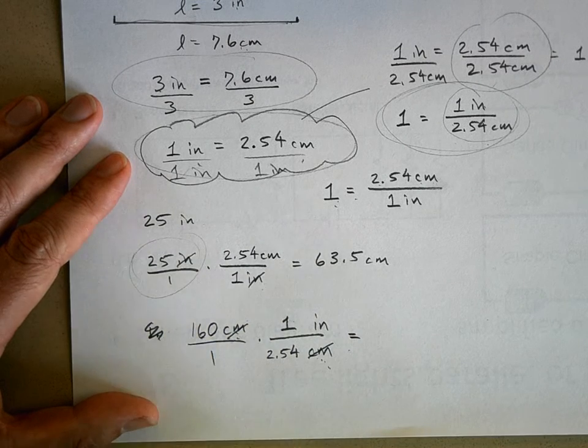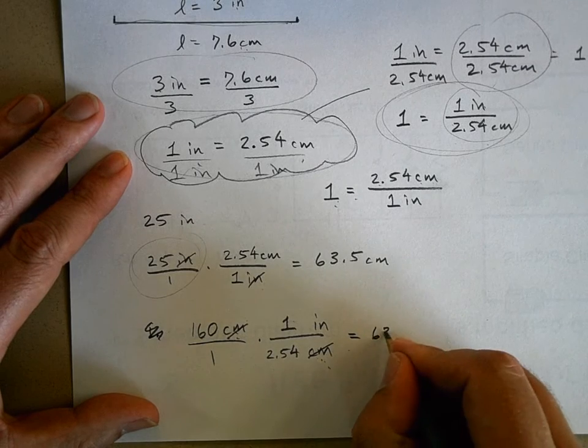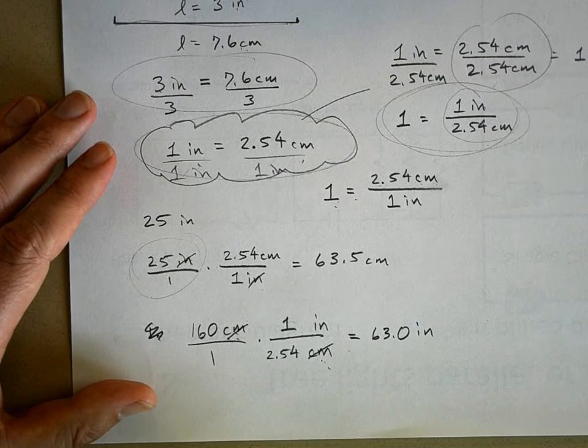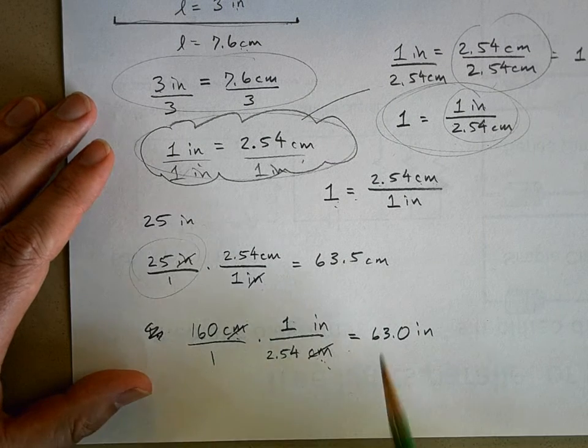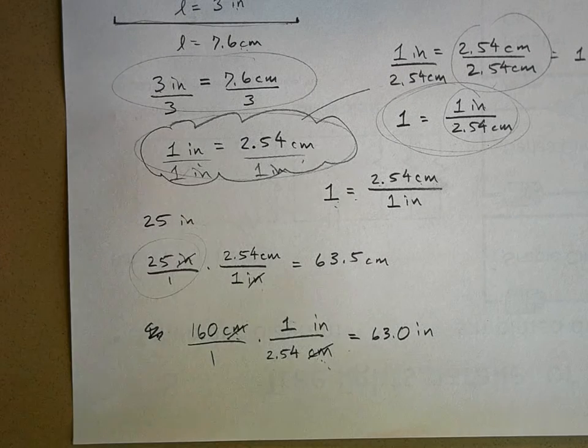160 times 1 divided by 2.54. So 160 divided by 2.54, and you get 62.99. We'll round that off to 63.0 inches. So if somebody is 63 inches tall, they're also 160 centimeters tall. It's the same thing.